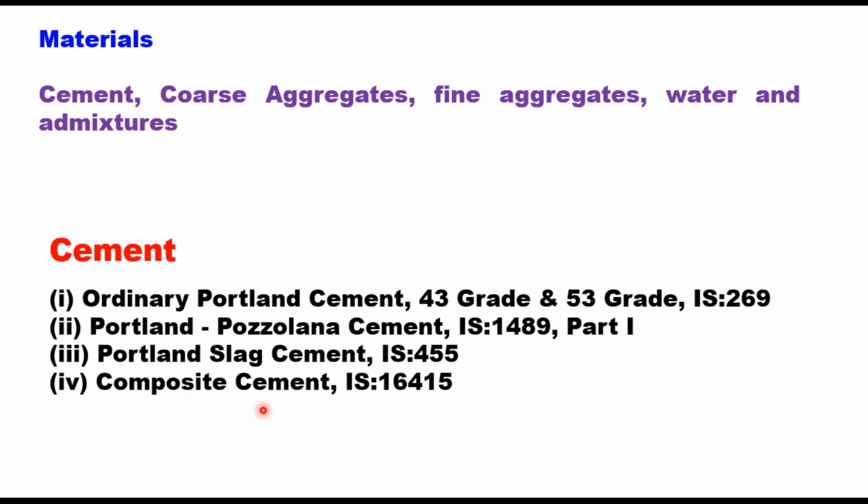IRC also permits use of mineral admixtures like fly ash, silica fume and other such materials, and they can be part of cement. When these admixtures are used, then in that case it is treated as cementitious material. So cement plus mineral admixtures, that is called the cementitious materials.